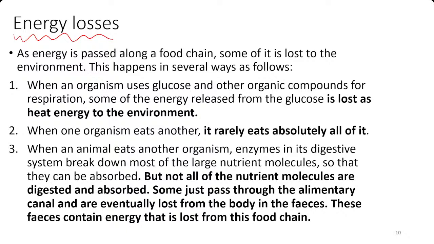When one organism eats another organism, it rarely eats absolutely all of it, so not all of the energy is transferred while eating. When an animal eats another organism, enzymes in its digestive system break down most of the large nutrient molecules so that they can be absorbed, but not all of the nutrient molecules are digested and absorbed. Some just pass through the alimentary canal and are eventually lost from the body in the form of feces. These feces also contain energy that is lost from the food chain.